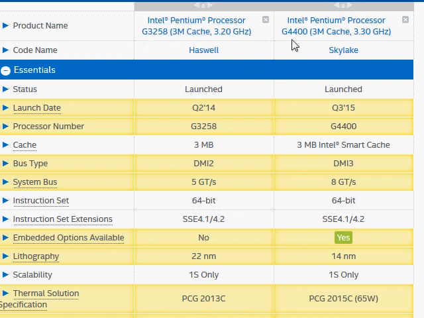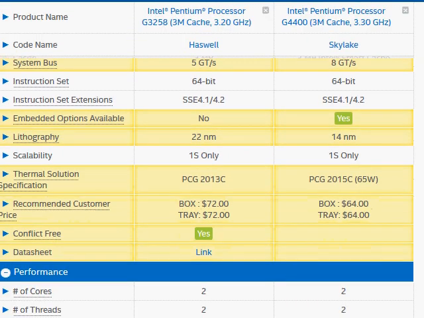Let's compare Intel's newer G4400 Skylake processor with the Haswell G3258, the older processor. Primarily, both of them are low-cost processors, and let's take a look at some of their parameters.